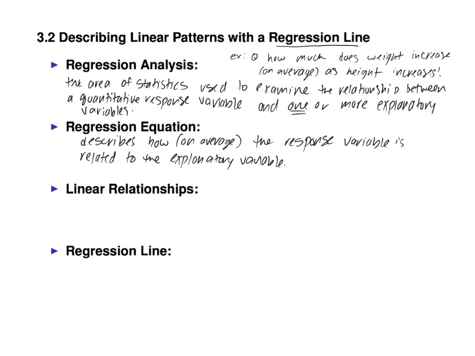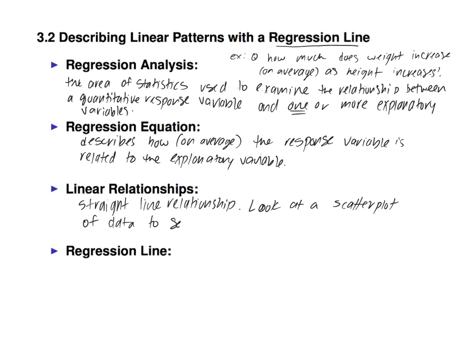And the relationships we're going to talk about in this class are more or less linear, which means that the equations look like lines. Does that make sense? This is something called a straight line relationship. So what you should always do to check if a linear relationship is plausible is look at a scatter plot of the data to see if linear is appropriate.